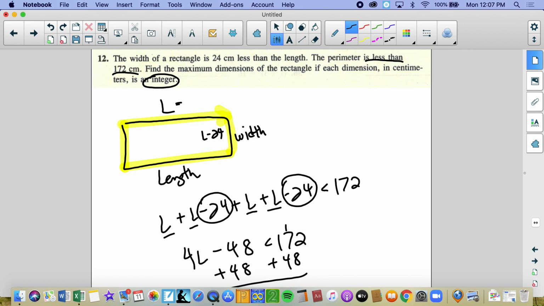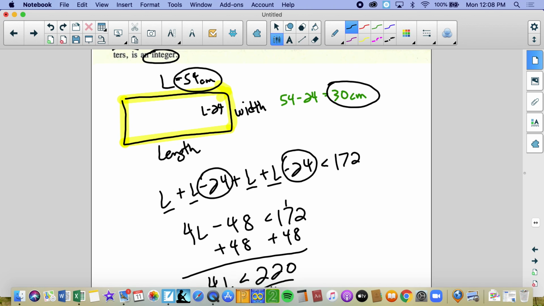So my length equals 54. What would my width be? Well, my width would be 54 minus 24, or 30 centimeters. And we have to include the units because they notated it. So my length is 54 centimeters and my width is going to be 30 centimeters. Now, remember, my width has to be 24 centimeters less than my length. 54 minus 24 gives me 30.